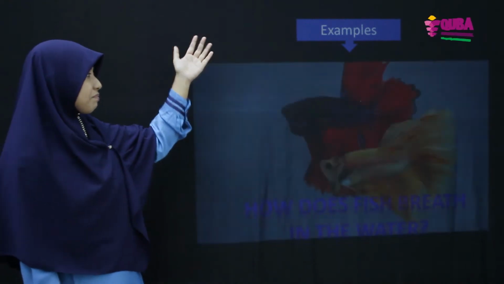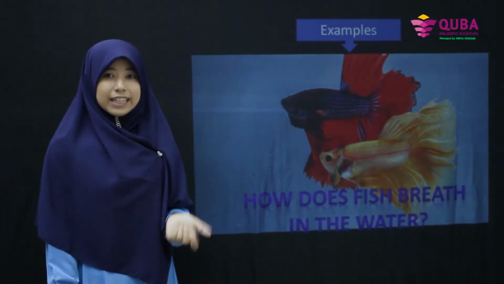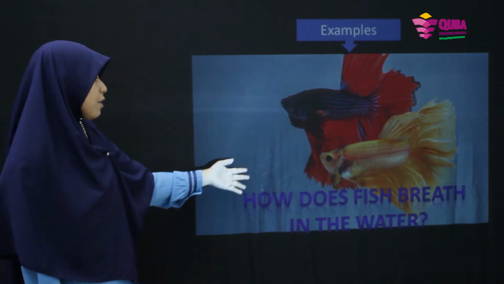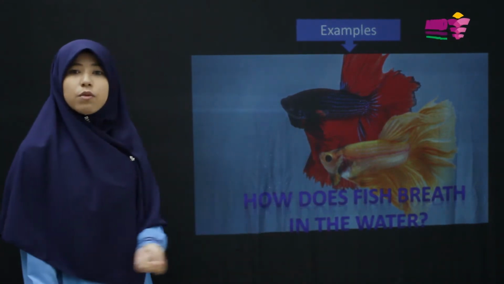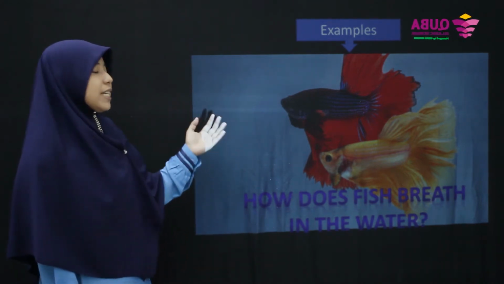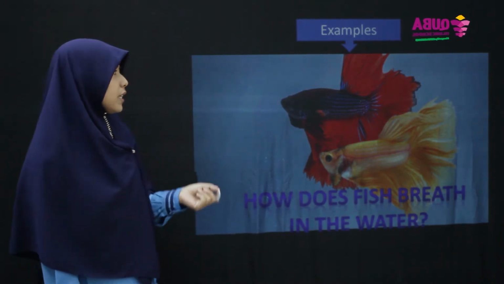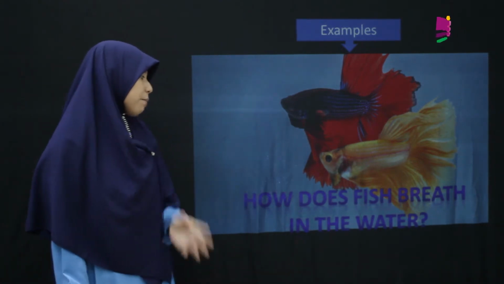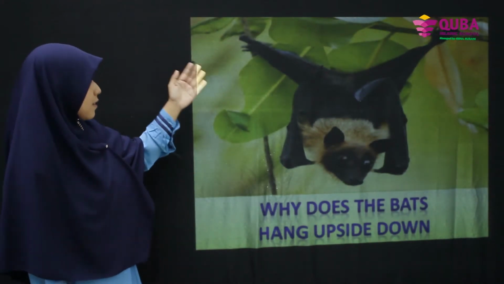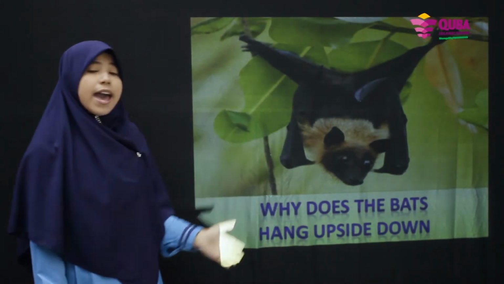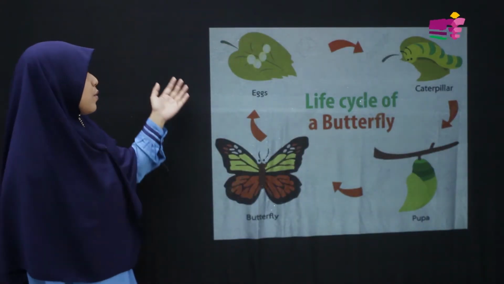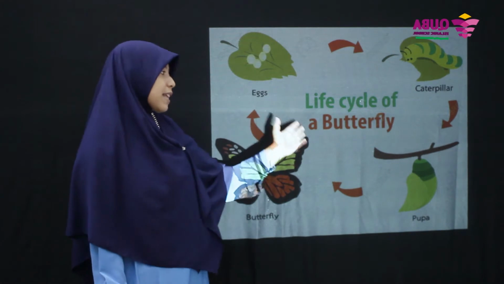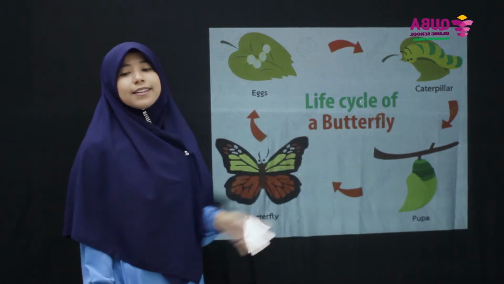For example, how fish live. Okay, here we want to tell about how does fish breathe in the water. So in this explanation text, we can know how does fish breathe in the water. And the next example like this, why does the bat hang upside down? Or we can also tell about life cycles of butterfly. Okay.